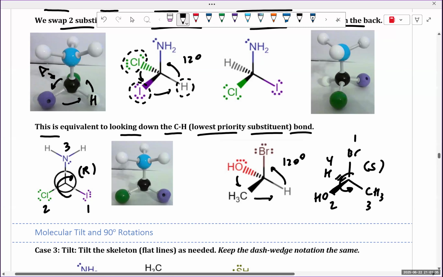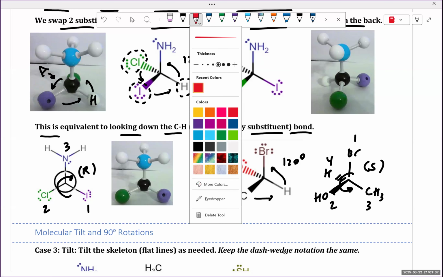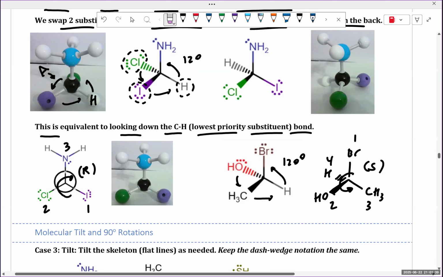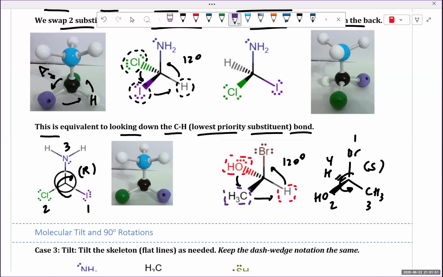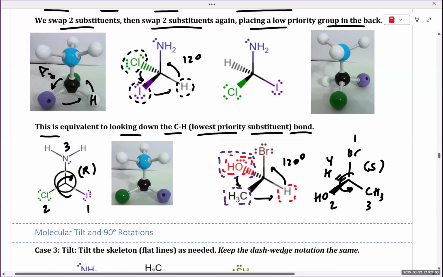The other way that you can think about this is this rotation could also be accomplished by swapping the hydrogen and the alcohol, and then swapping the methyl group and the alcohol. I prefer just rotating the bottom substituents because it's easier for me to visualize and it's easier for you to do with a model kit. Two methods, exact same result.